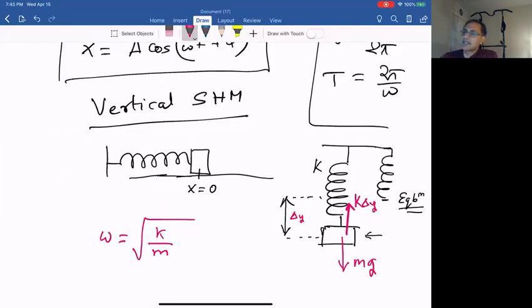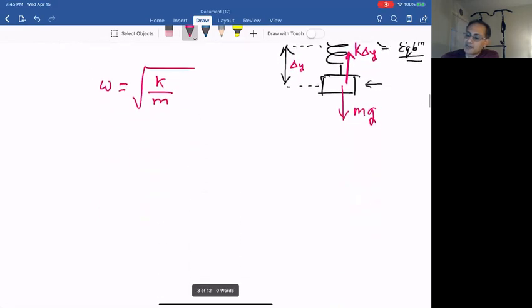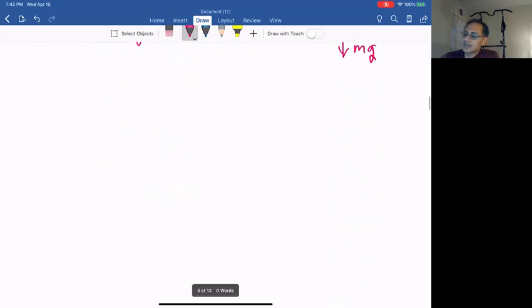I have a simple plug-and-chug example on slide 35 that you can look at. It just uses the fact that omega is equal to the square root of k divided by m. So that is our very brief discussion of vertical simple harmonic motion. And once again, if you are interested in the details, you can look at the textbook. The next thing that we're going to look at is angular simple harmonic motion.